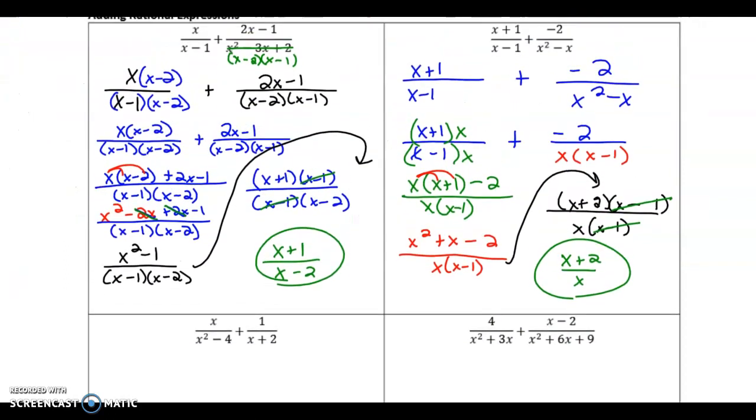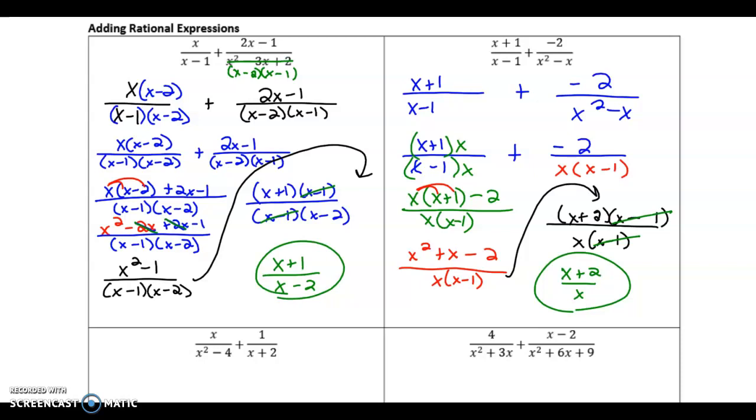All right, go ahead and pause the video and try the next two. The next two are very similar to these. See if you can try those.